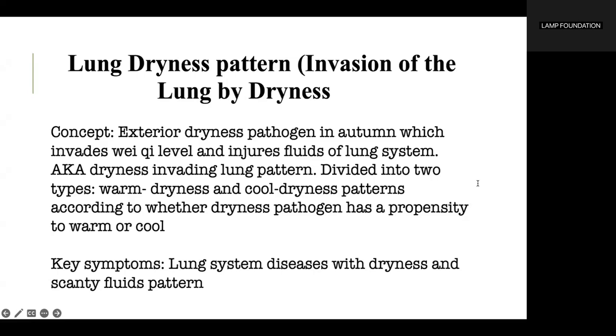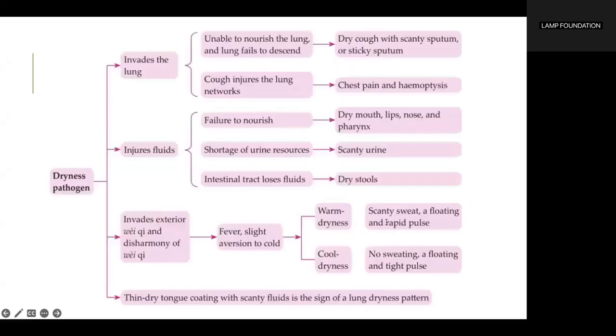Key symptoms: lung system diseases, along with a dryness and scanty fluids pattern. Clinical manifestations: dry cough with scanty sputum or sticky sputum that is difficult to expectorate, or even chest pain, sputum with blood, dry mouth, lips, nose, and pharynx, or epistaxis, nose bleeding, hemoptysis, dry stool and scanty urine, a thin dry tongue coating with little fluids, fever, slight aversion to wind cold, no sweating or scanty sweating, a floating and rapid or floating and tight pulse.